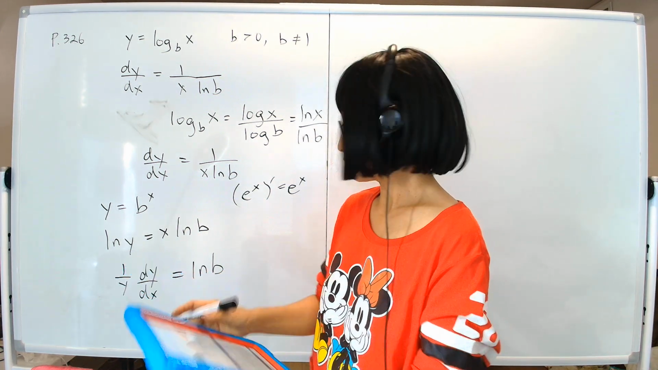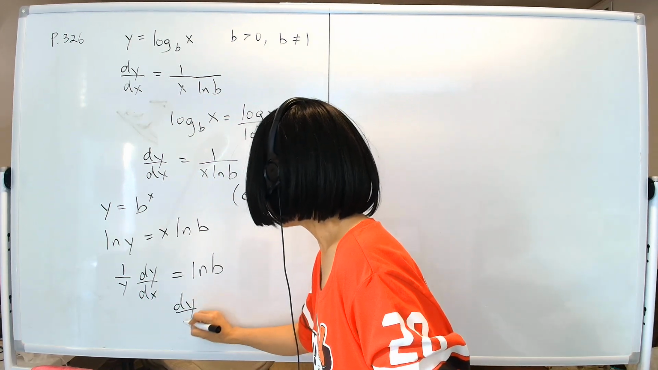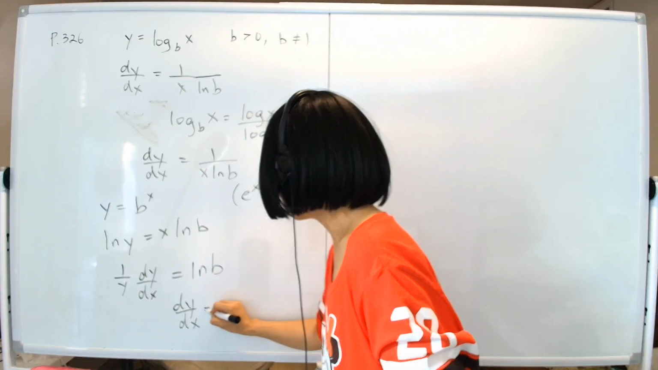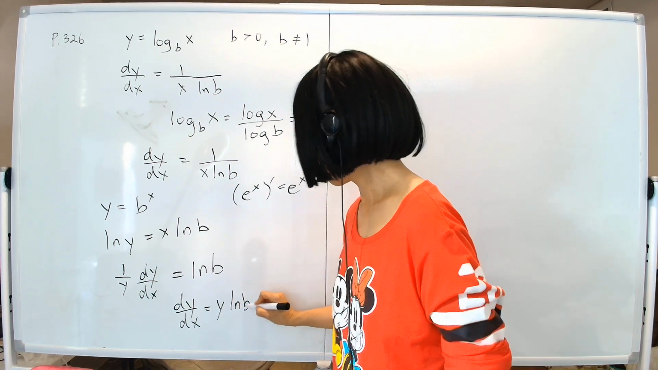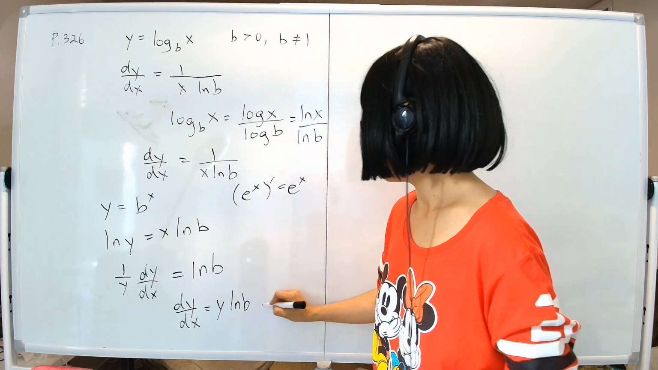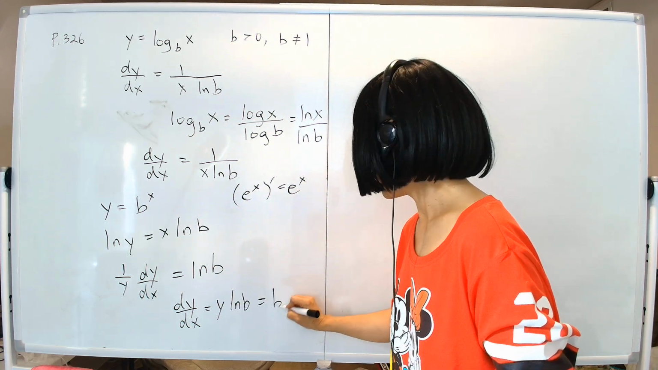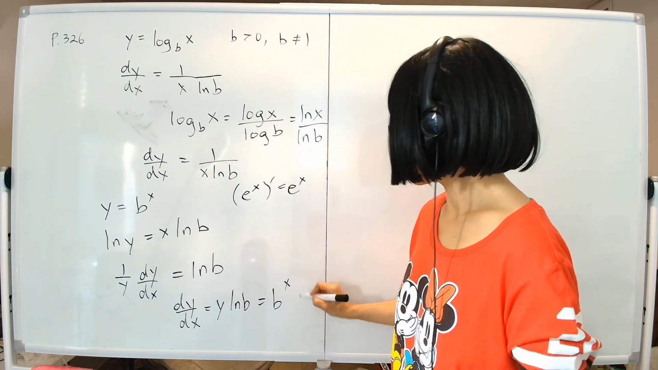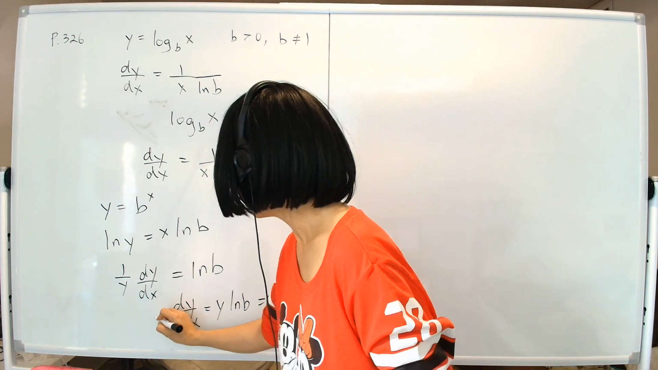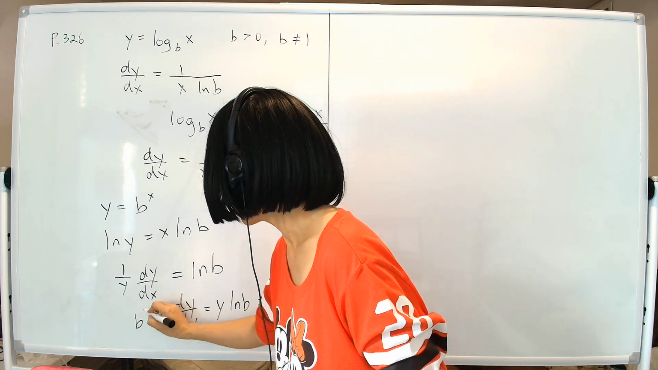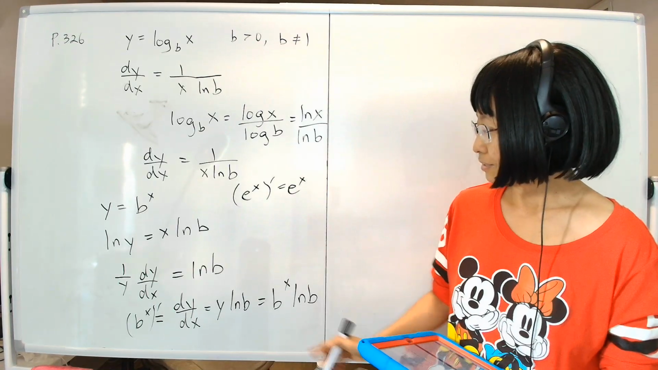And now that you get this, the solution is simply dy by dx equals y times natural log of b. That's some number, okay? Because b is a constant. Which is, what's y again? y is b to the power x. So then b to the power x times natural log of b is the derivative of b to the power x. Okay, so that will be the formula.